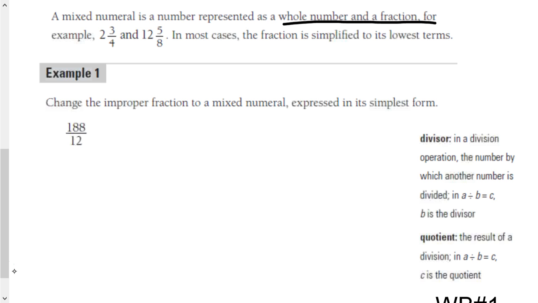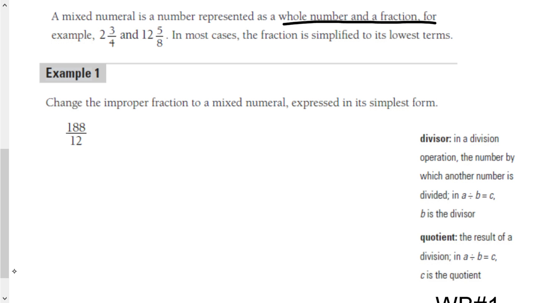We need to change the improper fraction to a mixed numeral expressed in its simplest form. So if we take 188 over 12, there are a few different ways to do this. The first thing that we can do is simplify it first and then convert it.